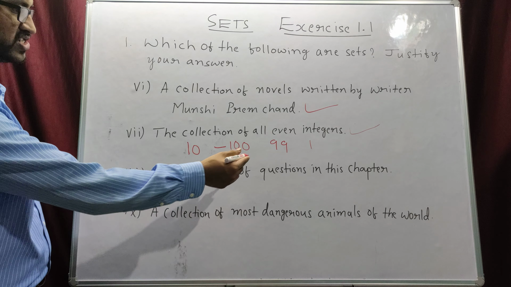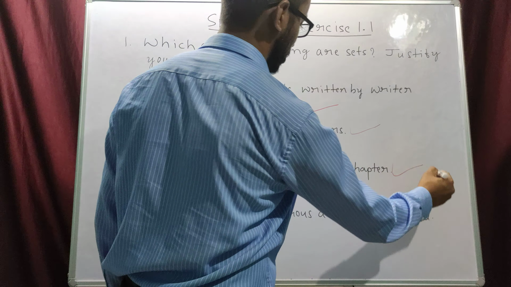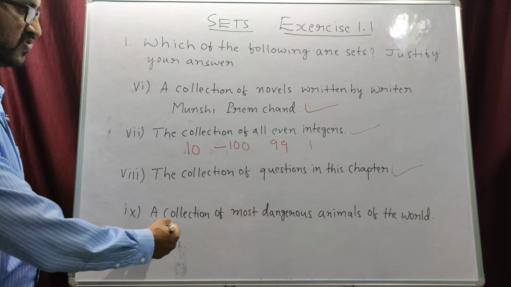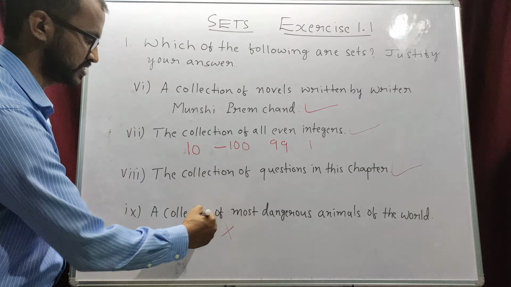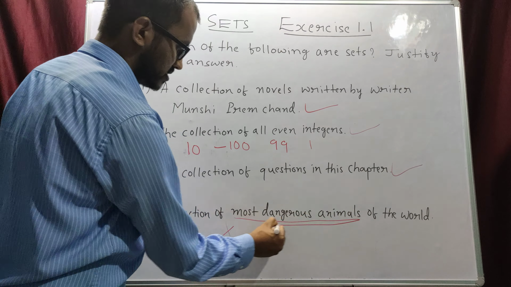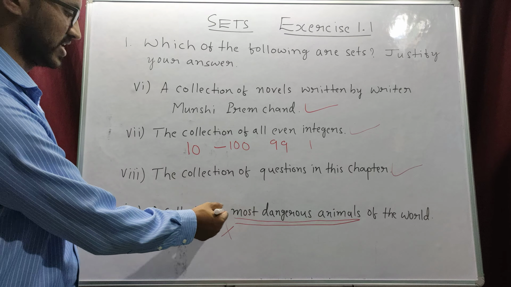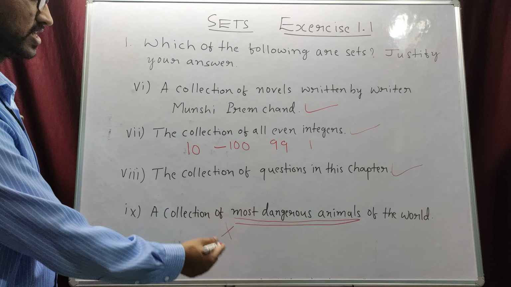The collection of questions in this chapter, again it is a set. If I take any question, then I can say whether that belongs to this chapter or not. A collection of most dangerous animals of the world, that is the 9th question. So it is not a set because again, for most dangerous animal, the answer will vary from person to person. So here we cannot get a unique answer. So what I can say, it is not a set.